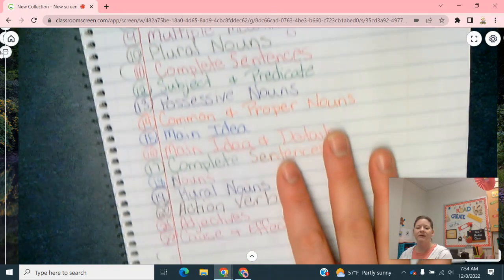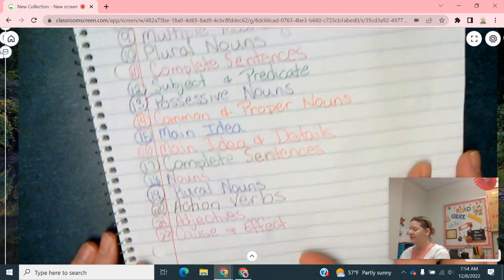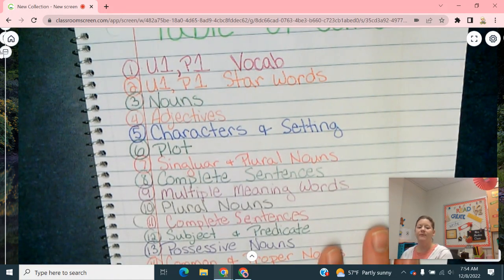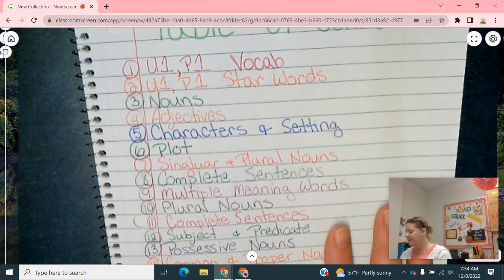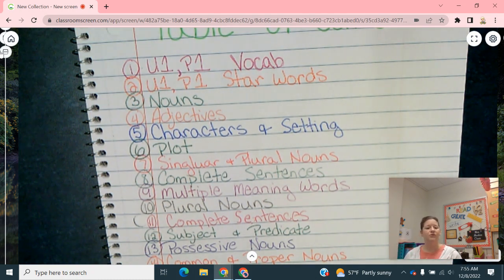Remember, I might be on a different page number than you, but that's okay because I use this notebook for everybody's flip grid or flip notebook, okay? Today we are talking about plot. So the plot are the moments in a story. Okay? So we always know that a story has a beginning, a middle, and an end. But each one of those sections kind of has its own job in the story. So today we're going to be talking about that a lot more.